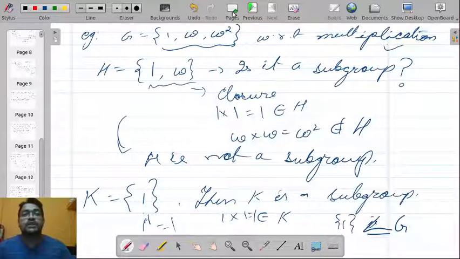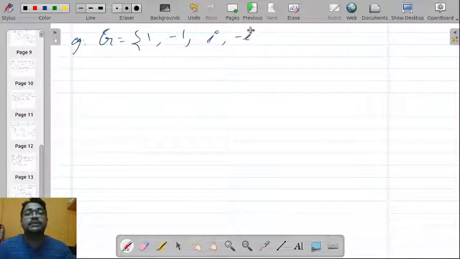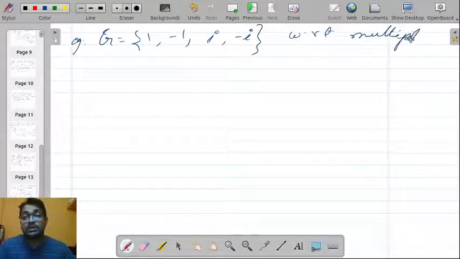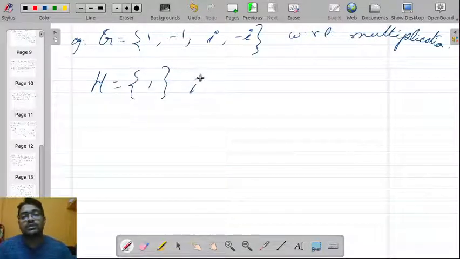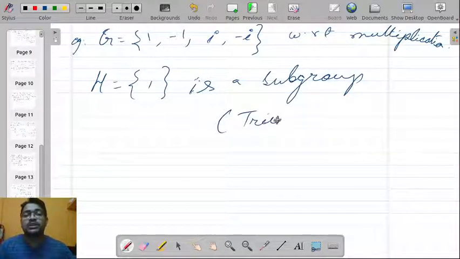Let us see another example. Say G is equal to {1, -1, i, -i} with respect to multiplication of complex numbers. Yes, it's a group. So now let us find out some subgroups. Obviously H equal to singleton {1} is a subgroup. This is called the trivial subgroup. Trivial means only the identity element.